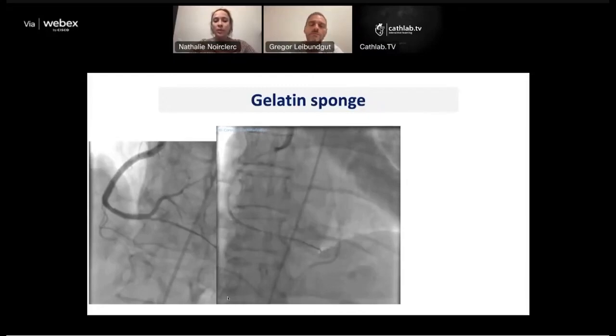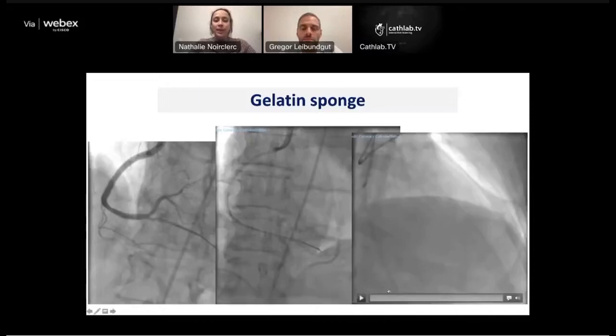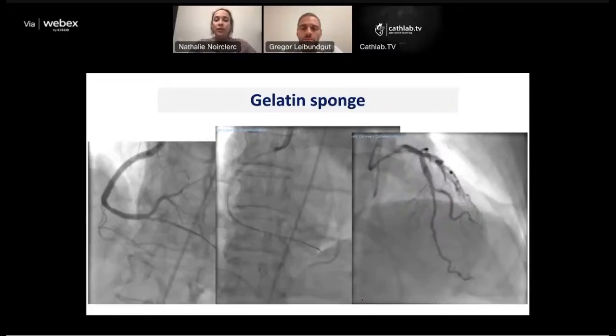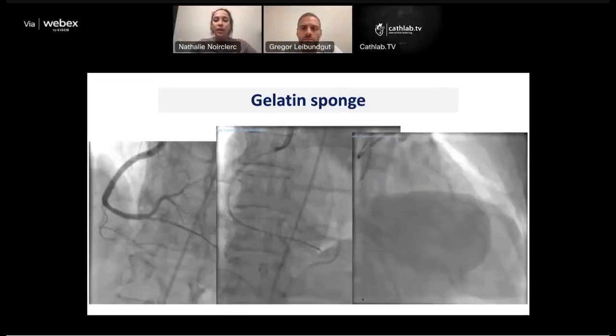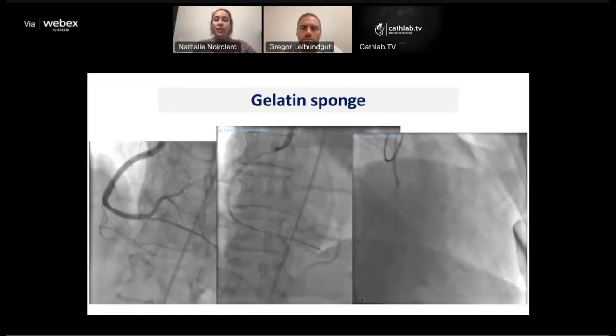So the gelatin sponge, as you saw before, is like a little square of sponge that you cut into pieces, and you mix it with some water, and then you put it in a syringe and you inject it distally. So it's quite easy. The thing is that you really must inflate a balloon to occlude the artery before, otherwise it can go back. That happened to a colleague on an LAD, and it was really bad.